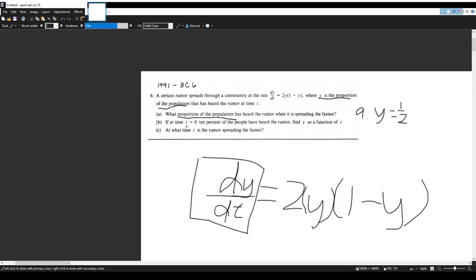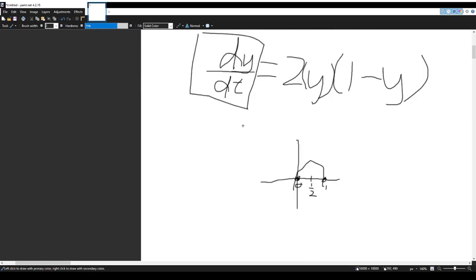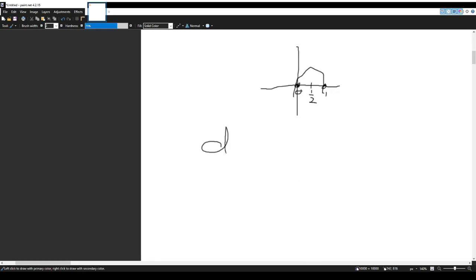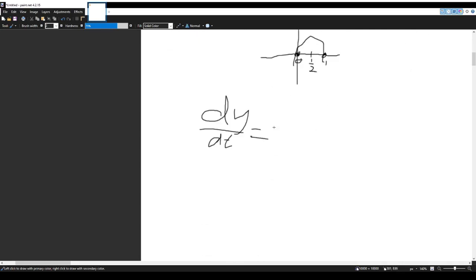If at time t equals 0, 10% of people have heard the rumor, find y as a function of t. So this one is a little bit tricky. So I'm going to rewrite the thing here. dy/dt equals, what was it, 2y, no, it's 1 minus y. Yeah, 1 minus y.